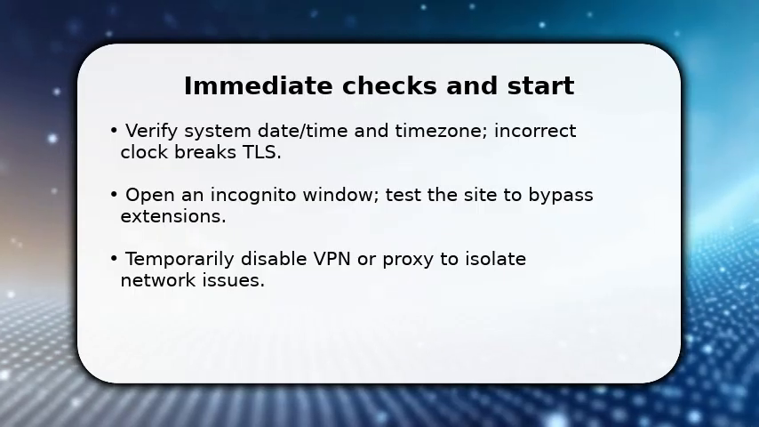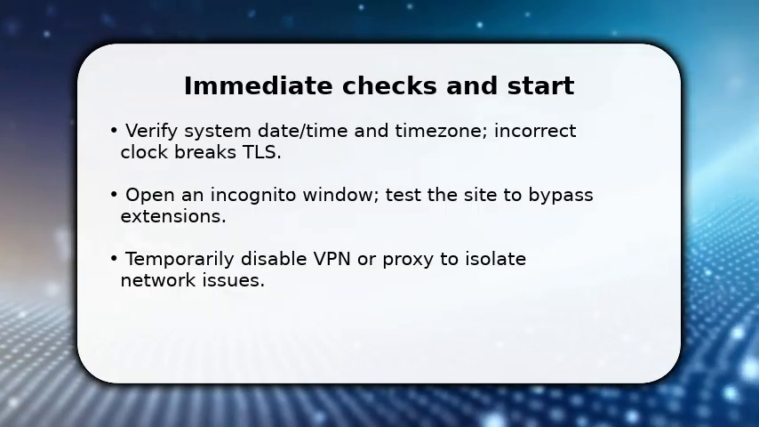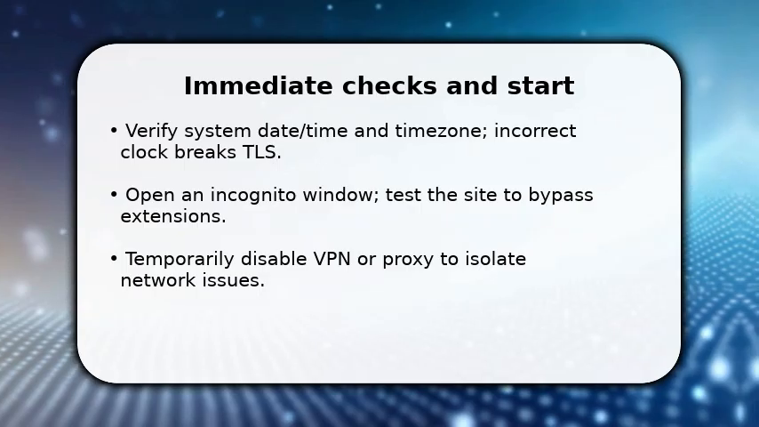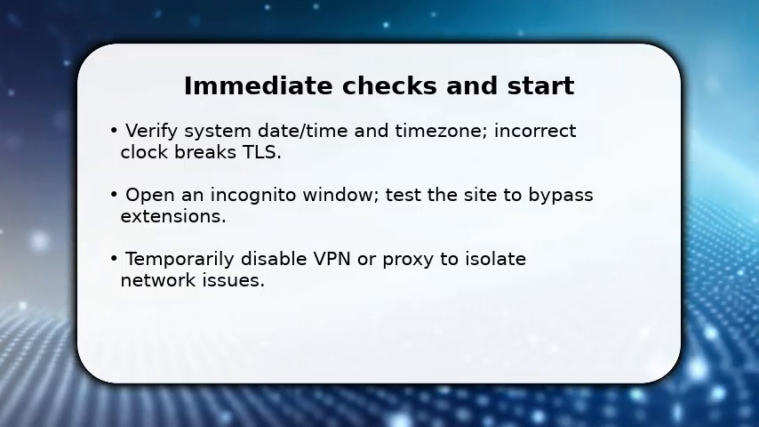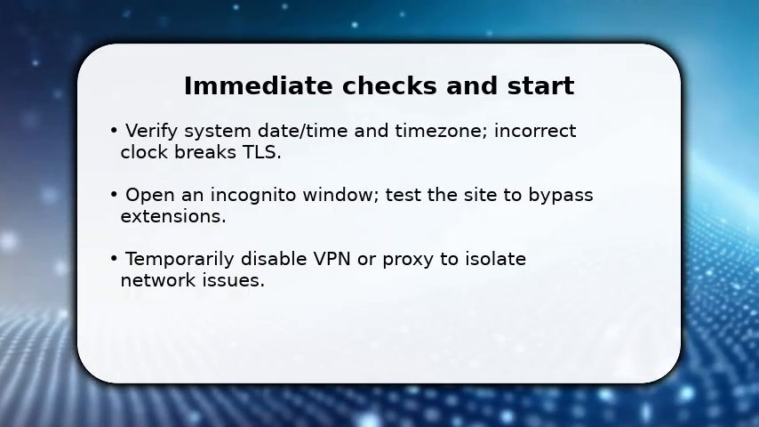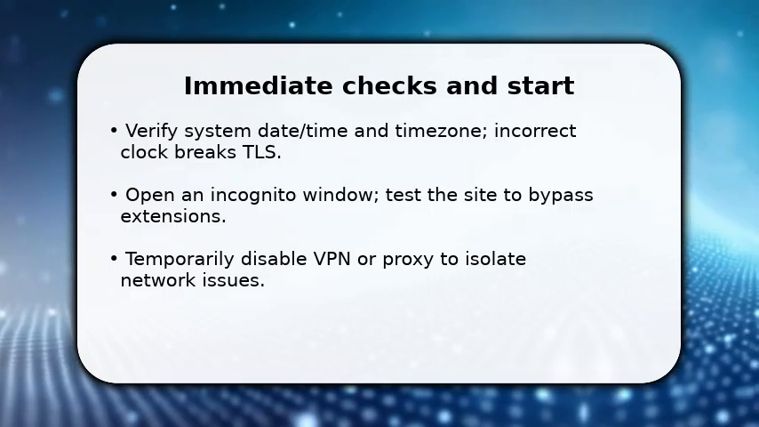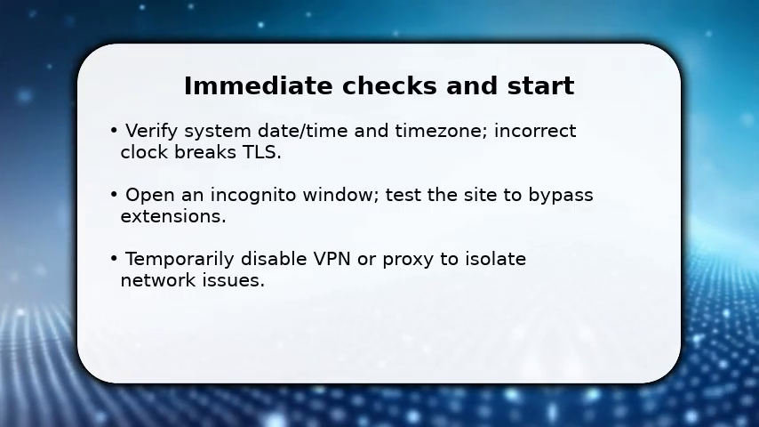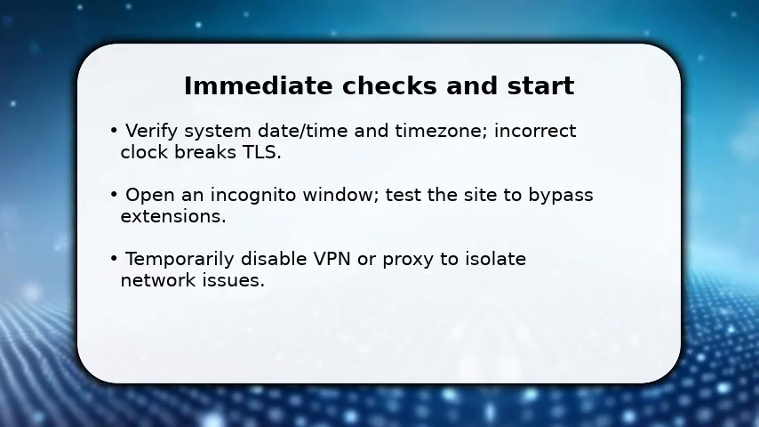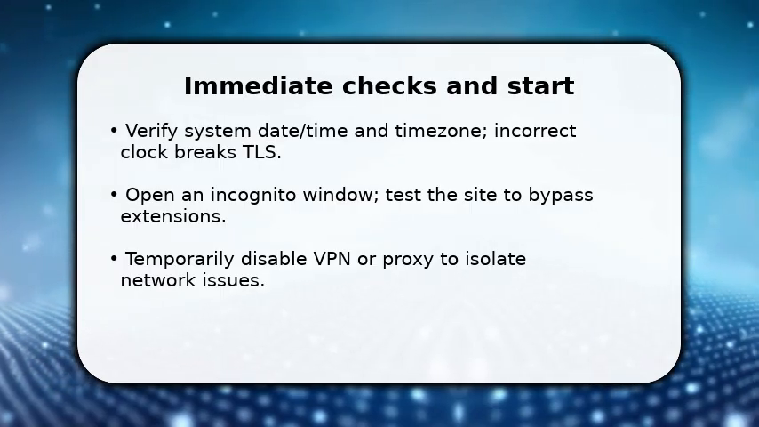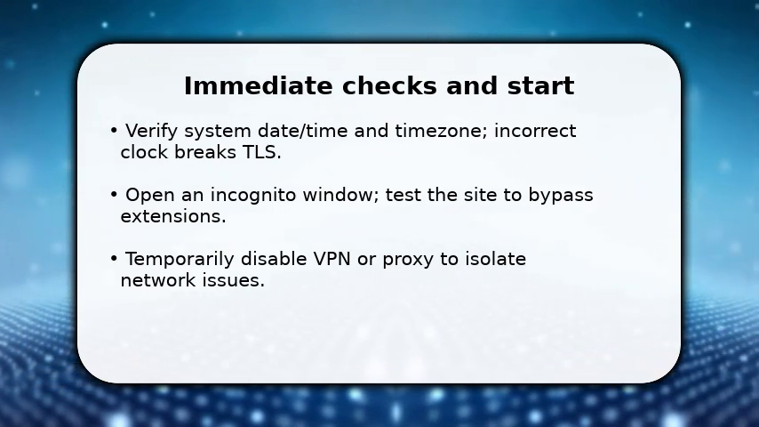You need to begin fixing the privacy error now by confirming a few essentials and taking the first real steps. First, set your device clock and time zone correctly. TLS relies on accurate time. Next, open a private/incognito window and load the site to rule out extensions or cached redirects. Then turn off any active VPN or proxy temporarily to see if the error clears. These actions identify whether the problem is local before you alter certificates or browser settings.